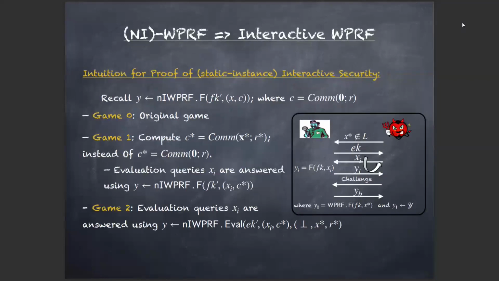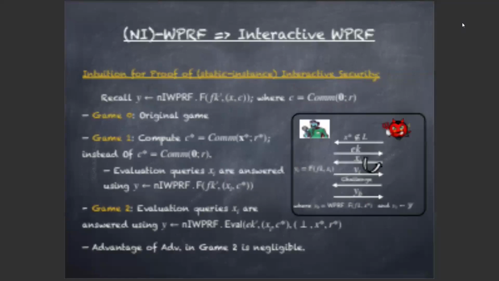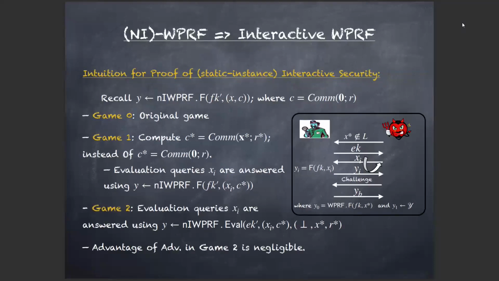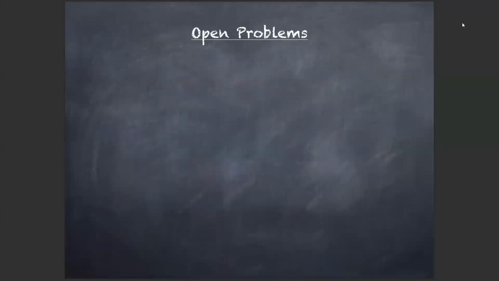And then you switch the way that the witness PRF is computed. So you go from the private mode to the public mode. And then we show that the advantage of this adversary in this final game is negligible. So I conclude with some open problems.